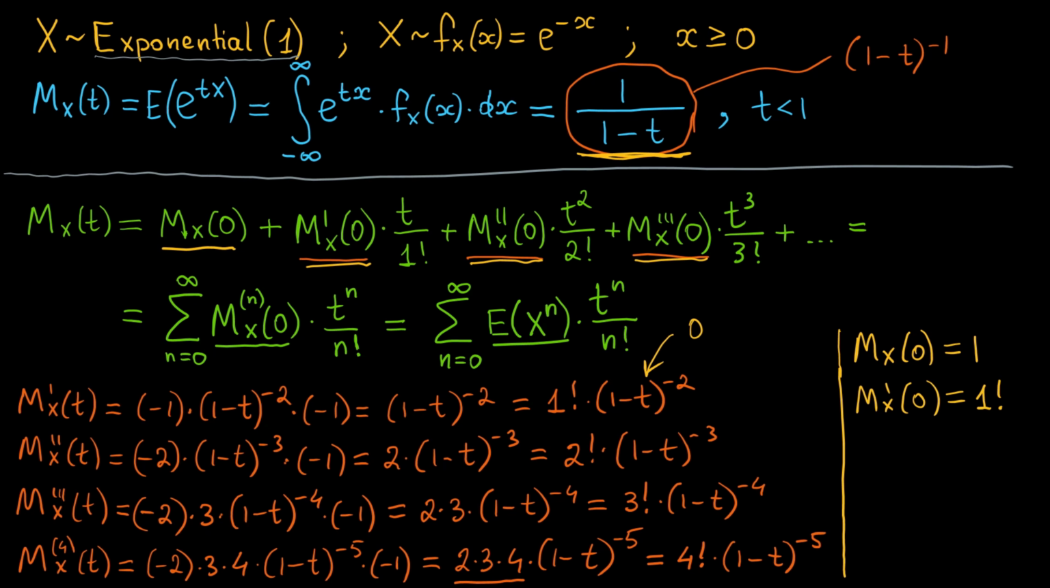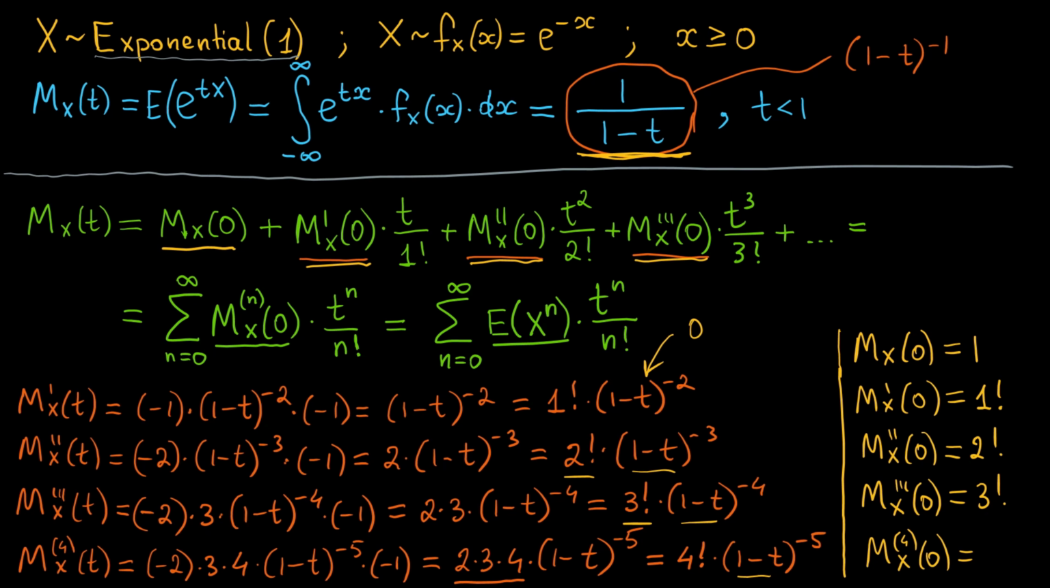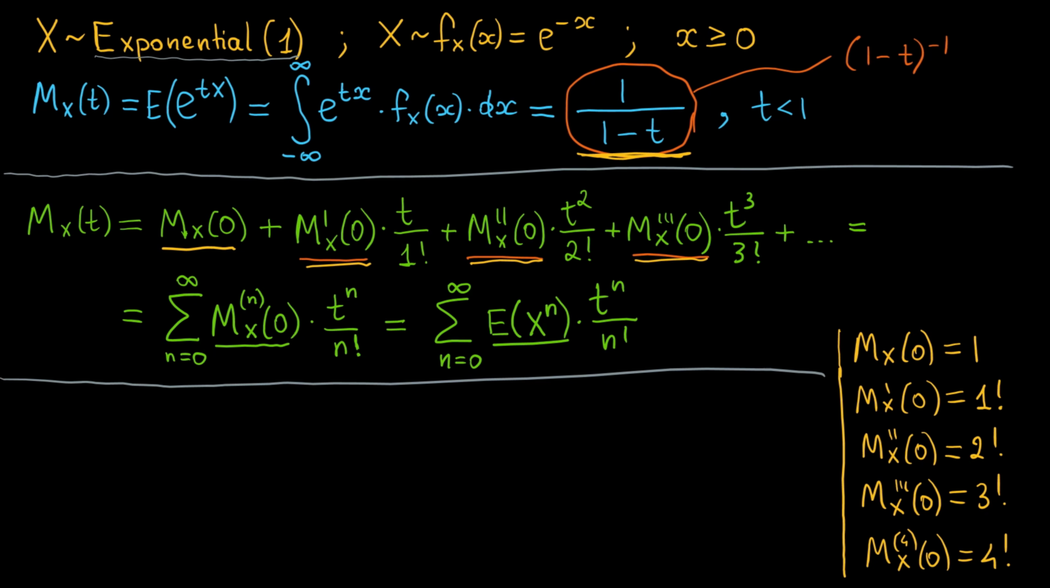And notice that will be the case for all these terms. 1 minus t to any power is going to give us just 1 when we evaluate it at 0. So the second derivative will give us just this term in front, which is 2 factorial. The third derivative evaluated at 0 will give us 3 factorial. And the fourth derivative evaluated at 0 will give us 4 factorial. And we're finally ready to do the Maclaurin expansion of the MGF. And what is it that we get?